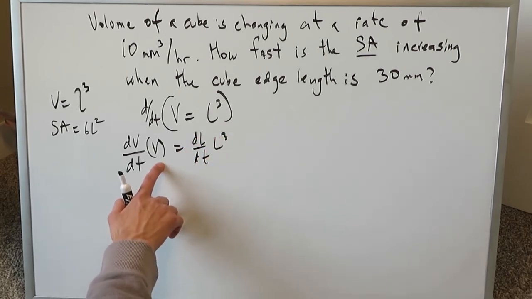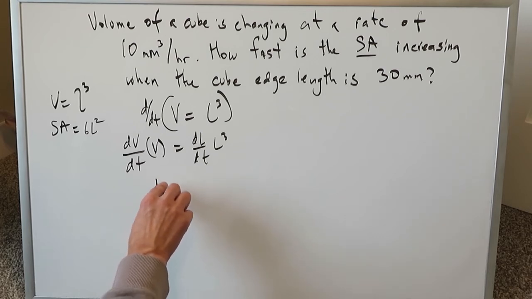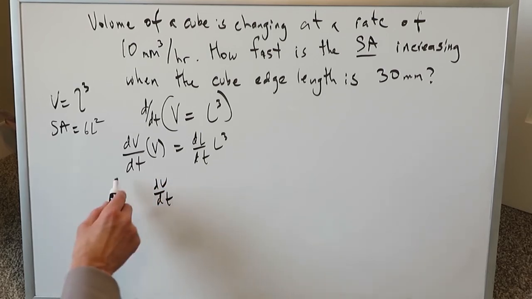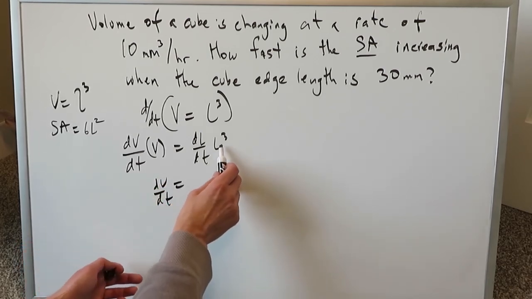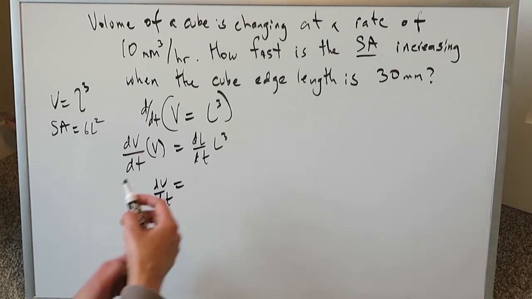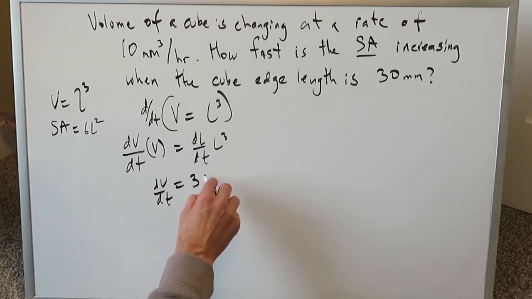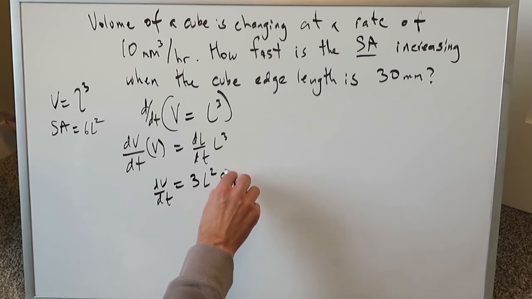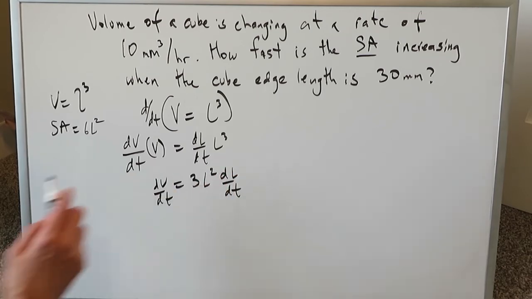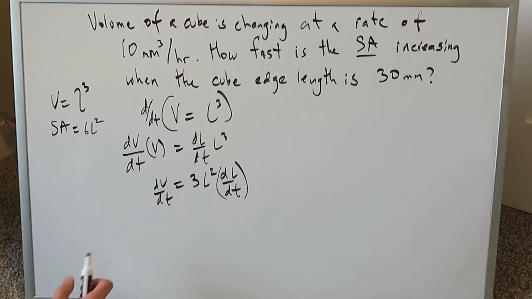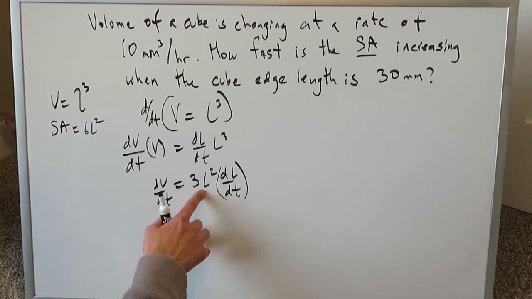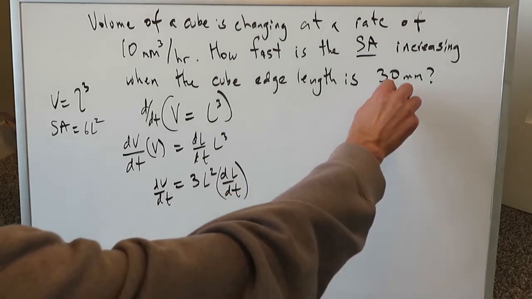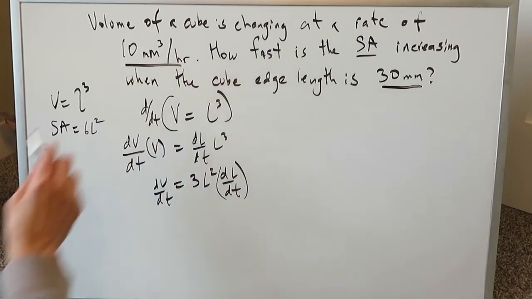We've already established that this in terms of its derivative is just dV over dt because it came out as a 1. Derivative of L cubed is no different than derivative of x cubed, which would be 3x squared, or in this instance 3L squared, and then you have a dL over dt, right? We don't know what dL over dt is, but we certainly know this, and we certainly know that right at 30. And change in volume is that.